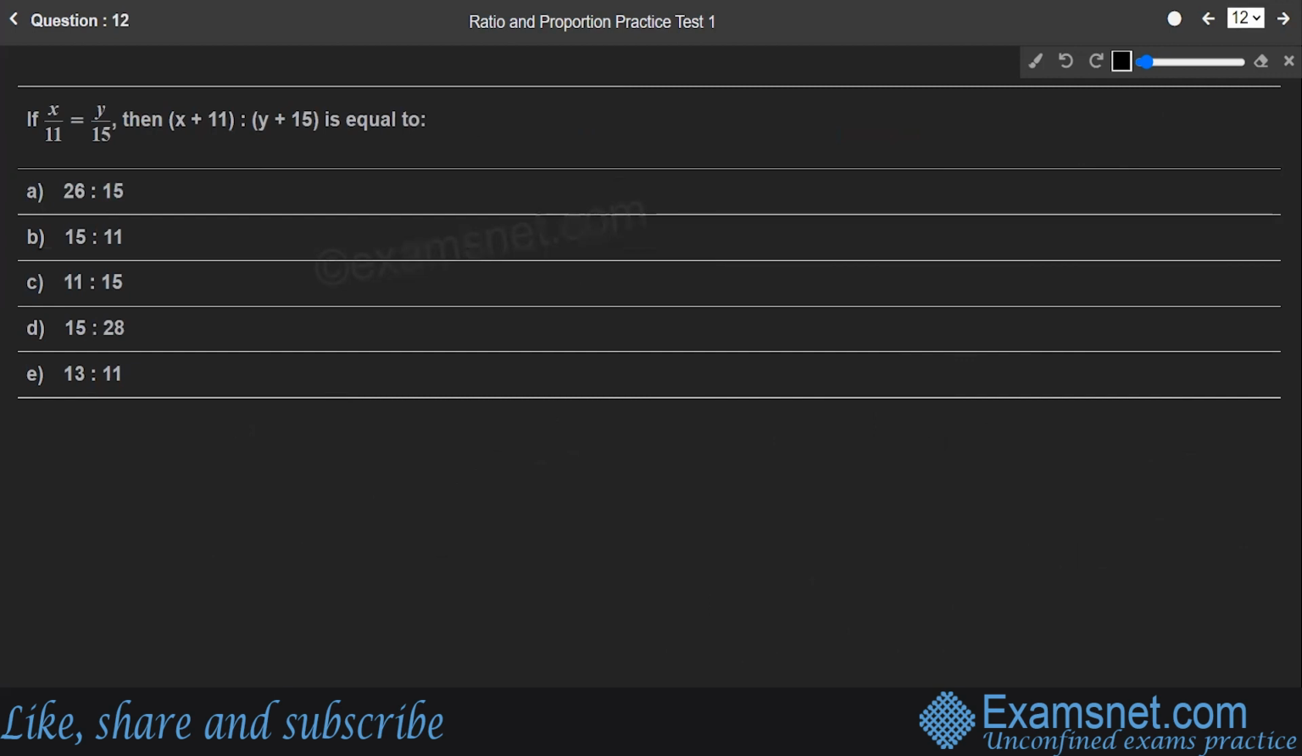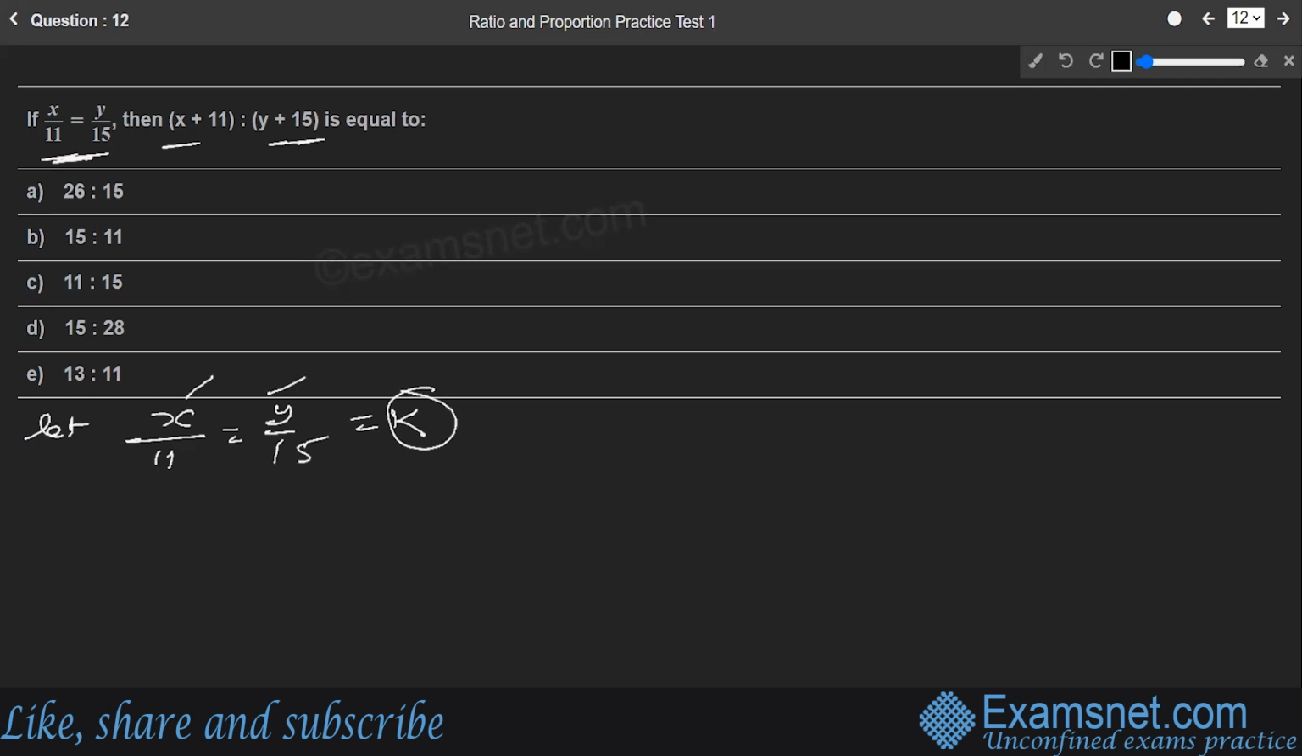Okay, x by 11 is equal to y by 15. Then x plus 11 is to y plus 15 is equal to what? This is what we are supposed to know. Let us do something. X by 11 is y by 15. Let us assume this to be k, so that we can manipulate the x and y values in terms of k.